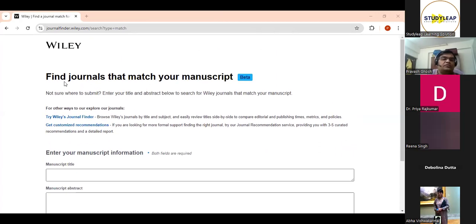First, find journals. What is the website? Very simple, same domain name: journalfinder.wiley.com. So wiley.com is the publisher and Journal Finder is the tool by which we are matching the manuscript.